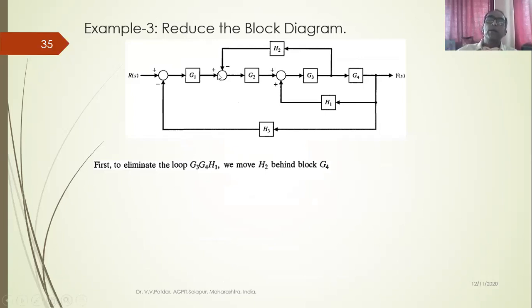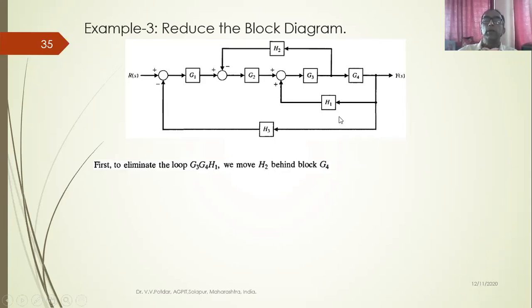So I have three summing points and three takeoff points, so to say. First, to eliminate the loop G3, G4, and H1, we move H2. H2 means this takeoff point beyond block G4. First step is moving this takeoff point beyond this block G4.